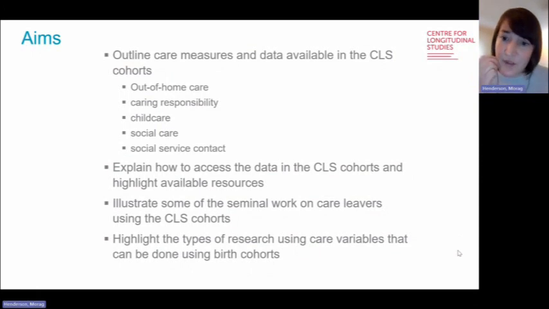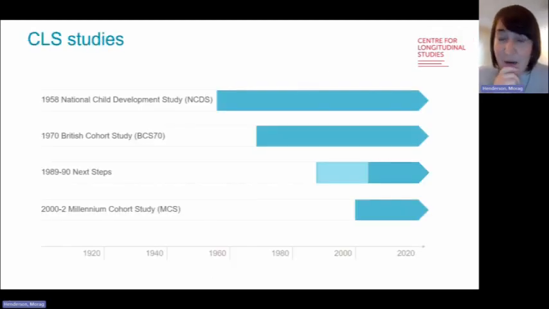And then I'll hand over to Dr. Sam Parsons, who will describe some of her recent findings from a Nuffield Foundation-funded project, partly as a demonstration to show you the potential of the data and partly to show you the results from this really important work. So let's get started. I'm going to assume no knowledge of our CLS cohort studies.